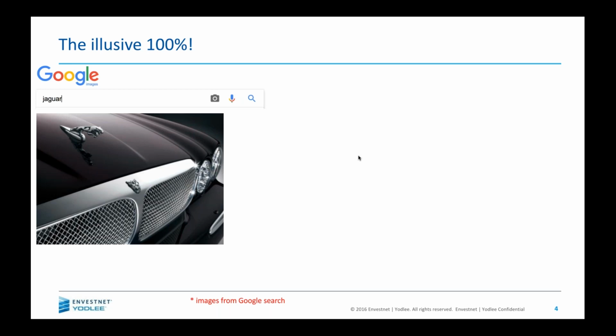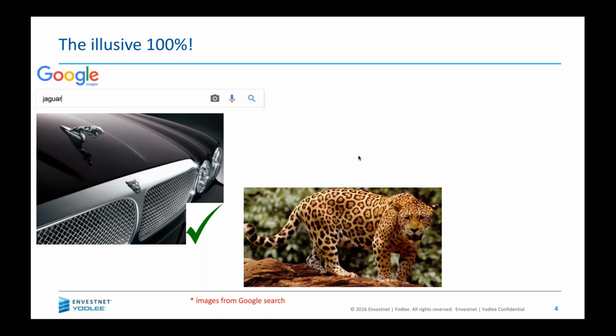It sounds very simple, but I'll give you one example which will illustrate that the definition of 100% is quite elusive. What you see on the screen is a Google search screen, and I'm searching for Jaguar. I'm showing you an image that comes in response, which is the Jaguar car. I'm hoping all of you will agree that this is indeed the right result. But is this the only right result? Probably not, because there could be this animal that you were expecting when you search for Jaguar. So that's also equally correct.